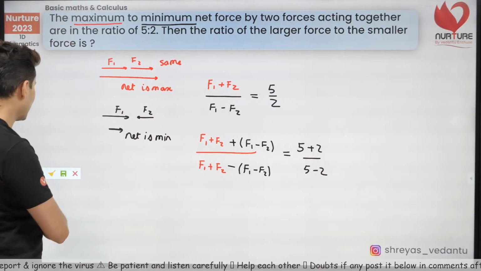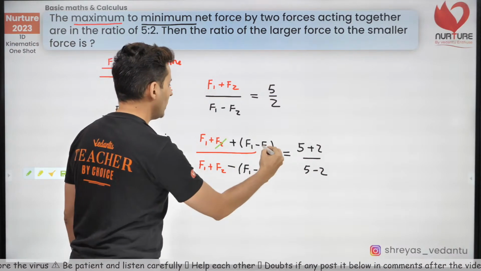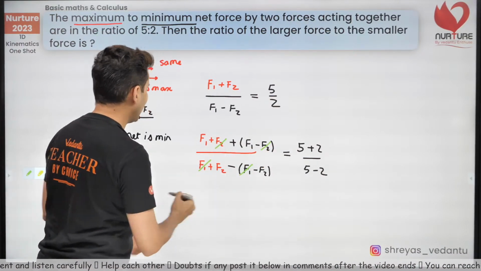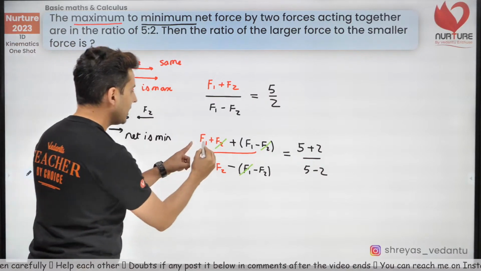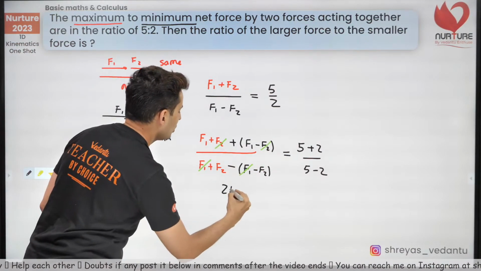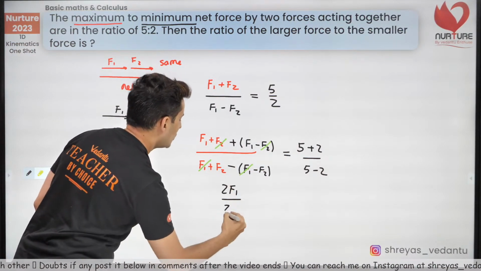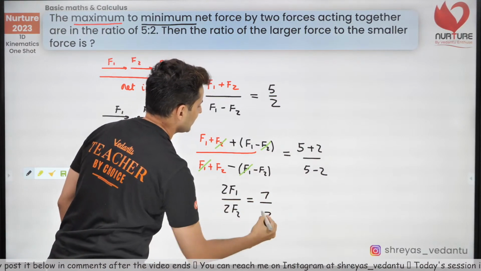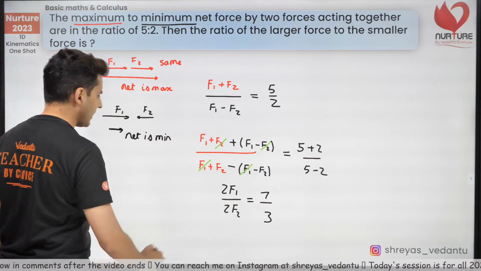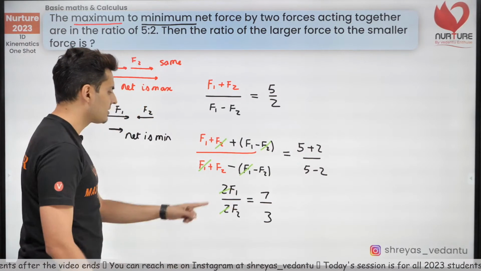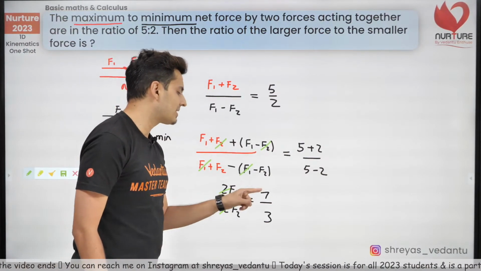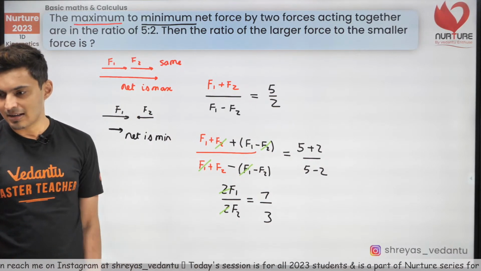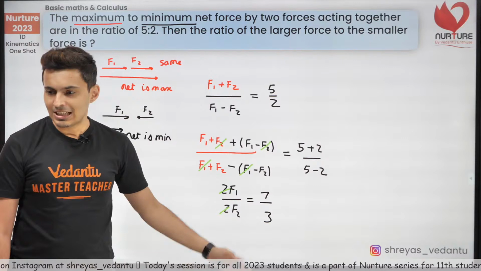And here you can see a lot of things get cancelled, like F2 gone, here F1 gone. What will I get on the LHS over here? Think about it. F1 and F1, it will be 2F1, and here I'll get 2F2, of course. This will be 5 plus 2 is 7, 5 minus 2 is 3. But over here again you can see this 2 and this 2 cancel. So F1 by F2 is 7/3. That's the final answer. Very good. Is that clear now? Is that clear?